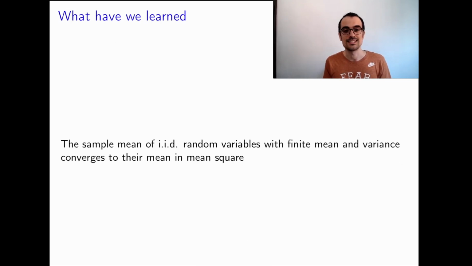What have we learned? The sample mean of IID random variables with finite mean and variance converges to their mean in mean square. And as a result, random sampling works very well.